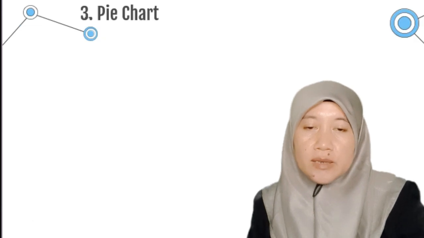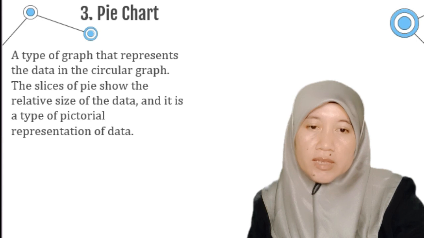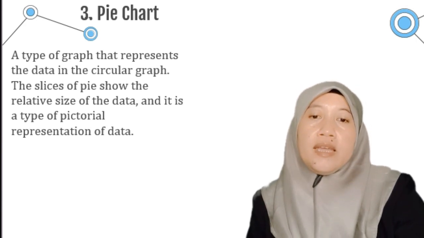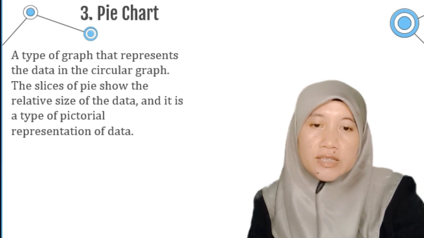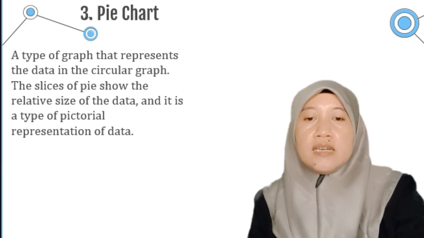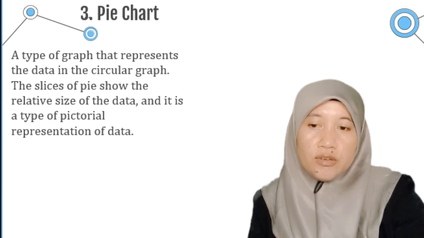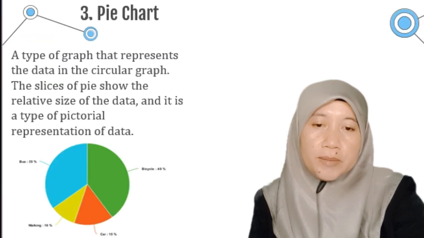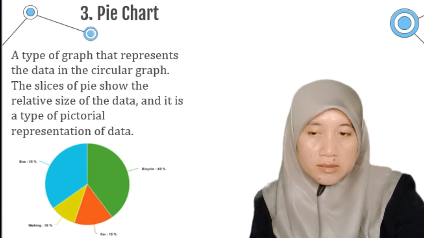Okay, next, the pie chart. A pie chart is a type of graph that represents data in a circular graph. The slices of the pie show the relative size of data, and it is a type of pictorial representation of data. And then here is the picture of a pie chart.